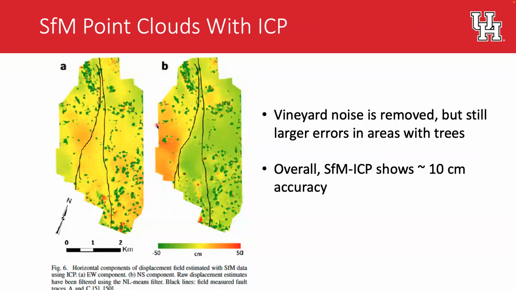Next thing you want to do is, okay, well, instead of just using the images themselves, let's use structure from motion, multi-view stereo, and create point clouds from this. And then we can use a method like the iterative closest point, for example, to measure change. The SFM in this case was done, I believe, using ContextCapture. We get rid of the noise due to the vineyards because we're able to filter and do ground and above ground. But you still have problems in areas with trees, which is why you see all this speckled noise here. It does a little bit better, but you're still at maybe 10-centimeter accuracy.